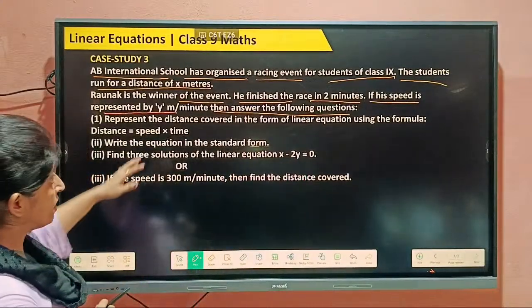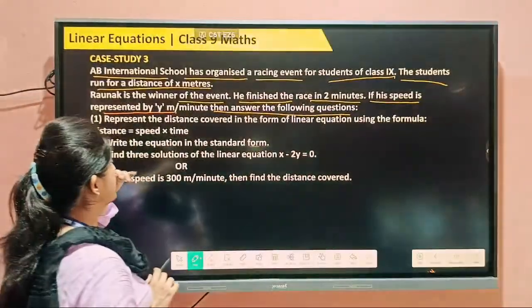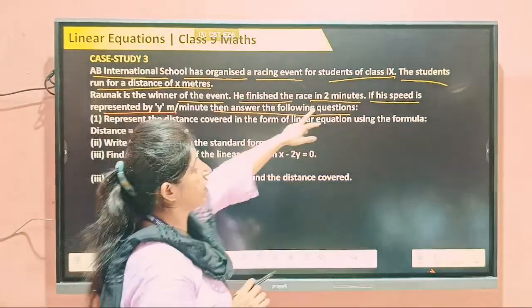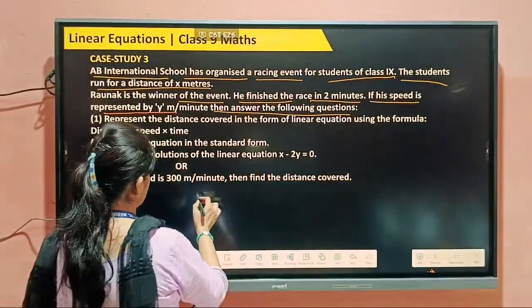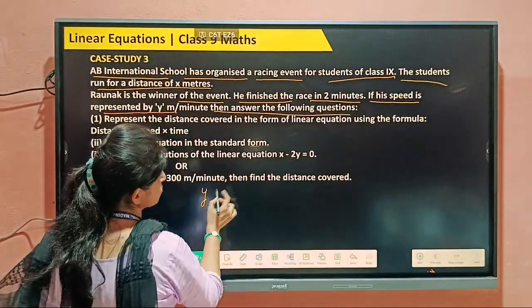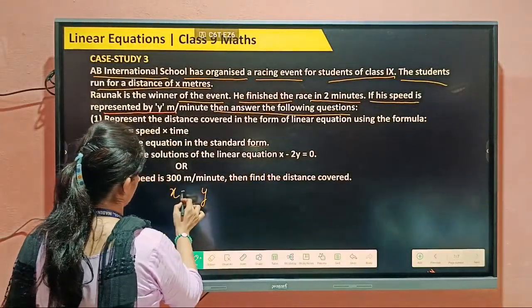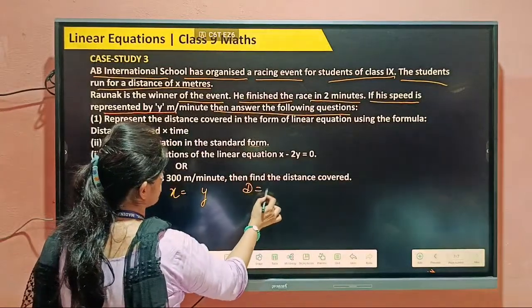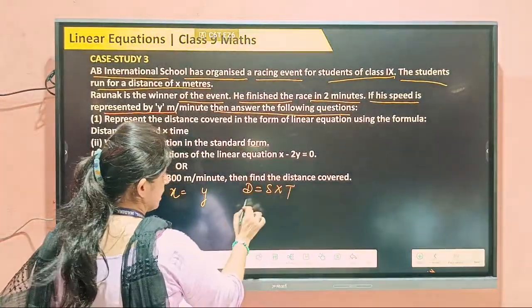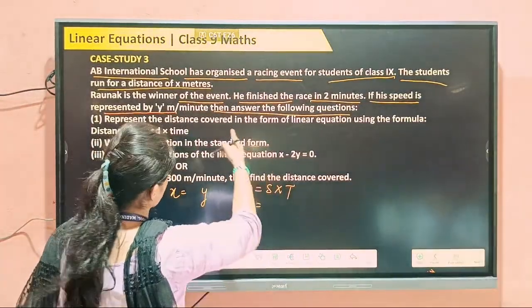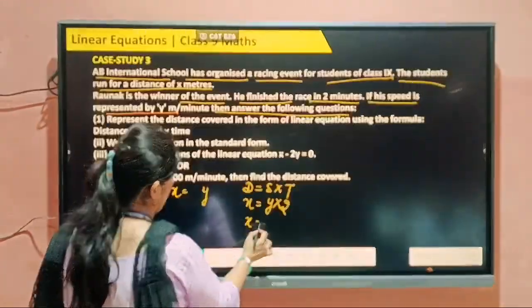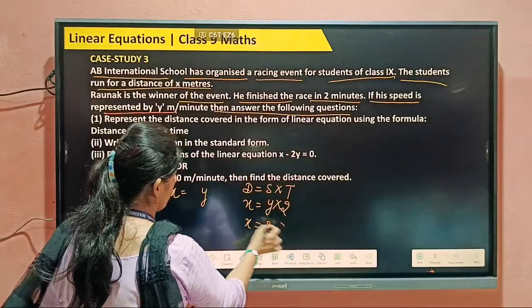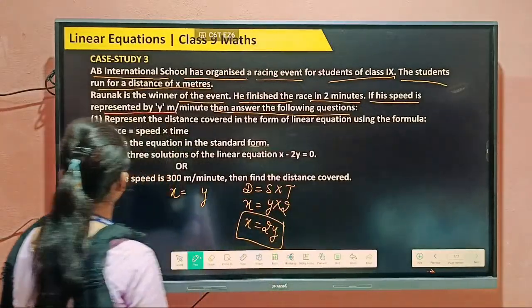Means speed is y and distance is x. Time is given, 2 minutes, right? Distance is x, speed is y. So the equation will be, because distance is equal to speed into time, distance is x, speed is y, and time is 2 minutes. So the equation is x is equal to 2y. This is our linear equation.